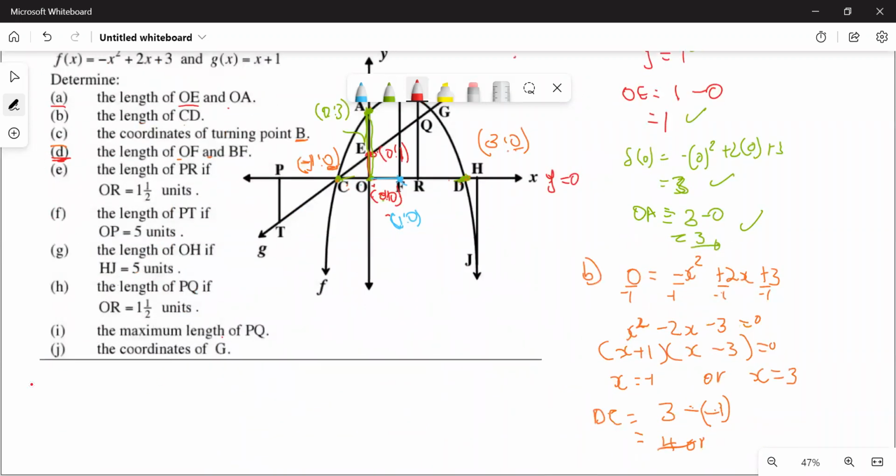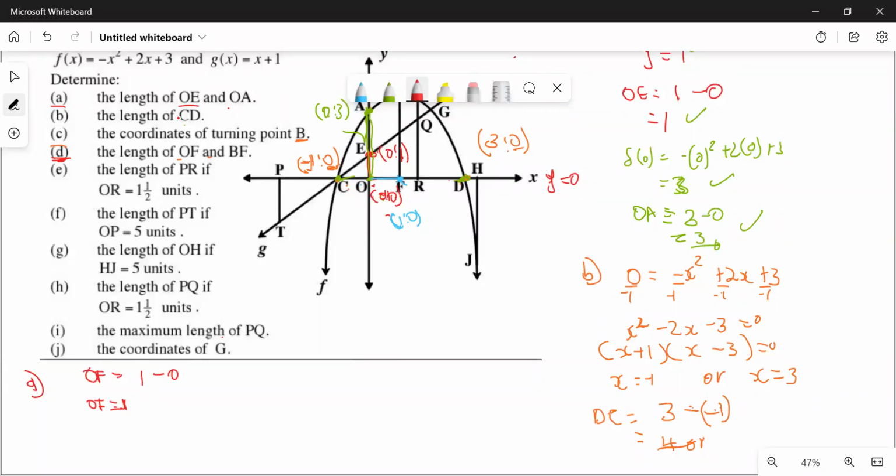Let's put it here. On number D, you will say which OF is going to be highest. Highest is 1, minus the lowest. What is the lowest value? It's 0. So the length of OF is going to be given as 1. We're still fine. Yes.